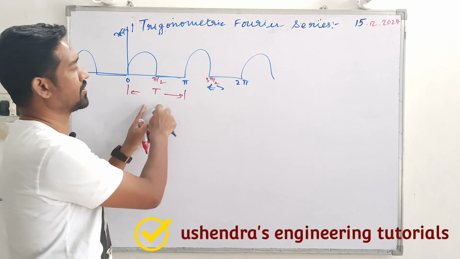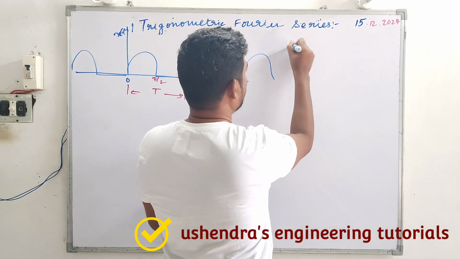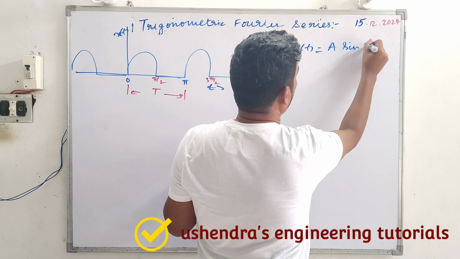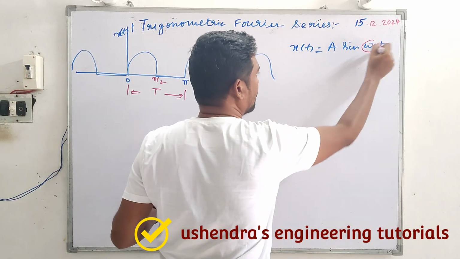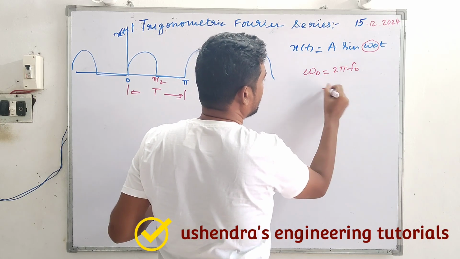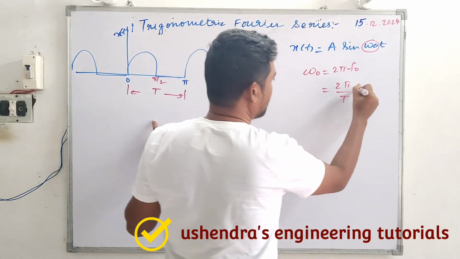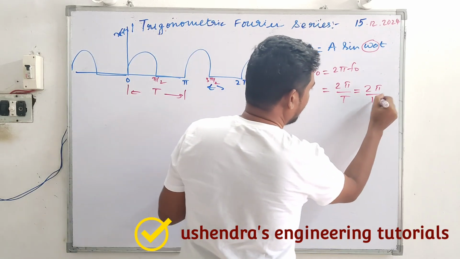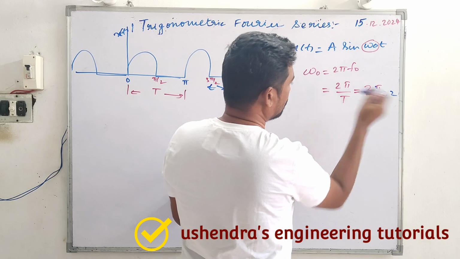Now the trigonometric Fourier series representation for this one. It's a sine wave, and usually the general expression for x of t for a sine wave will be A sine omega naught t, and omega naught we have to get from the waveform. In general, omega naught is 2 pi f naught, which is 2 pi by T, the time period T, and from the waveform T is pi, from 0 to pi, so this gets cancelled, and finally we have the value for omega naught equal to 2.